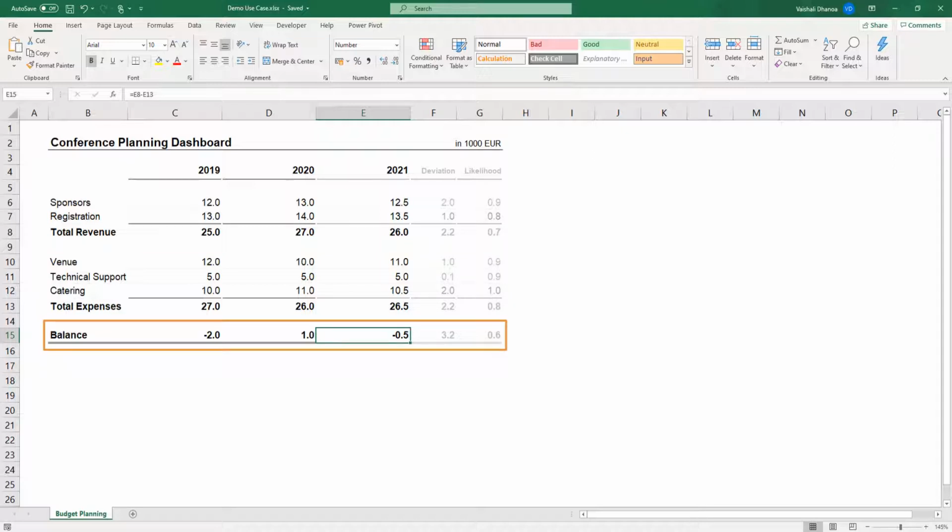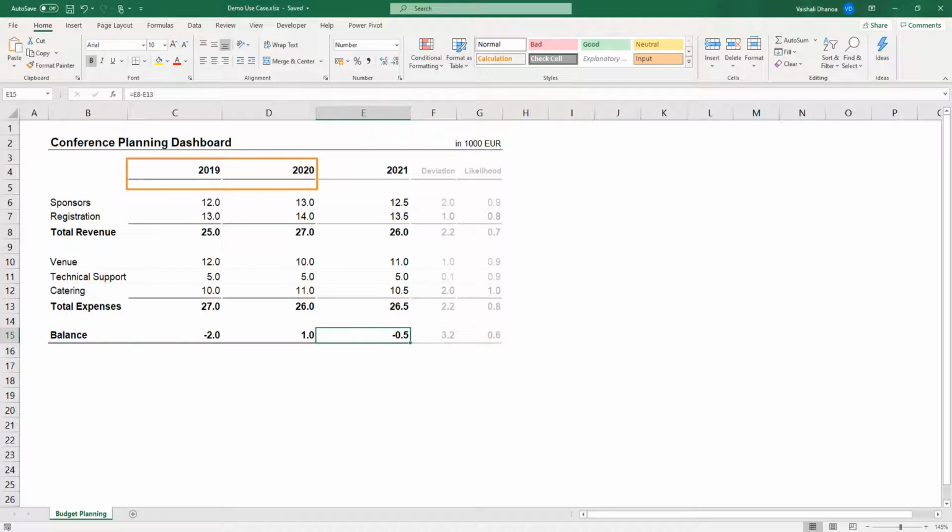The balance is calculated as the revenue minus the expenses. Past years, in this case the years 2019 and 2020, already happened and are therefore certain values. The future values for the year 2021 are uncertain with a given standard deviation and likelihood. To keep a financial buffer, the conference organizers target a slightly positive balance. This is where Fuzzy Spreadsheet comes into play.